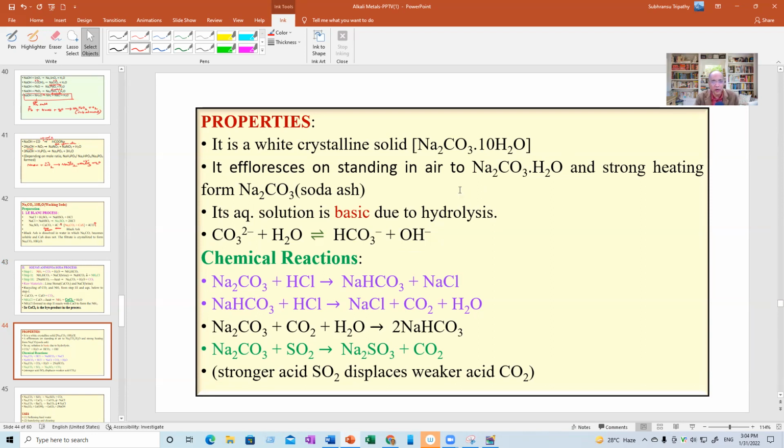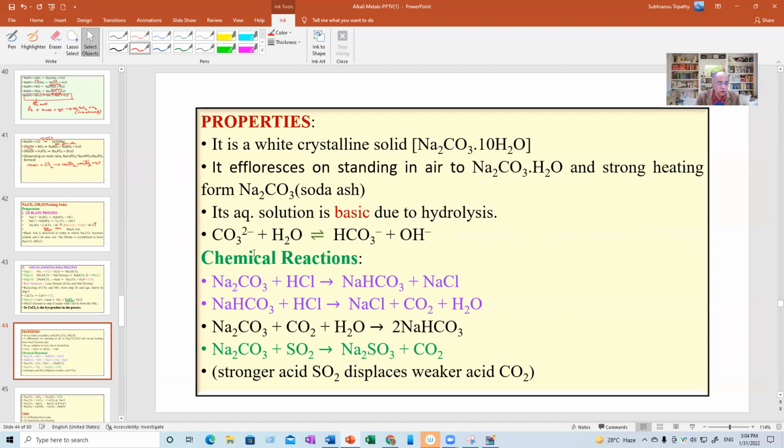It will produce monohydrate, and the monohydrate on heating, about 200 degrees Celsius, will produce the anhydrous. But anhydrous is stable to heat. It doesn't undergo further decomposition. It's called soda ash. Like potash and soda ash, they do not decompose on heating.